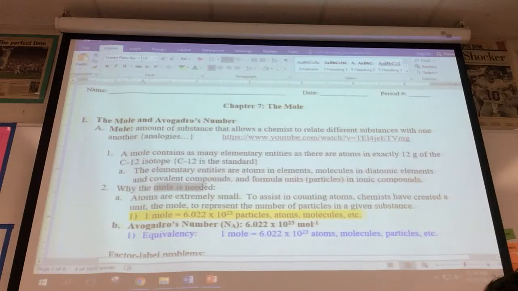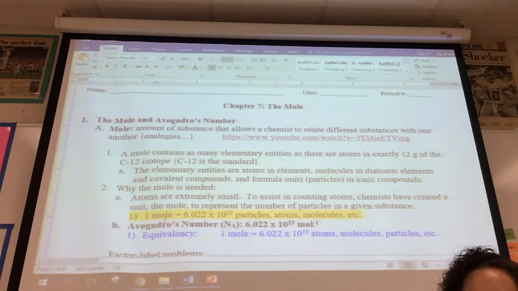They showed you why the mole is needed. The atom is very, very small. To assist in counting them in a much simpler way, chemists have come up with a unit known as the mole, and that's going to represent how many particles are in a given substance. And 1 mole of anything is equal to 6.022 times 10 to the 23rd particles, atoms, molecules, etc. And let me show you what these elementary entities represent or go with on a simpler scale.